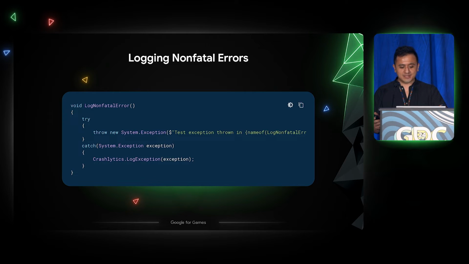Log non-fatal error passes a caught exception to Crashlytics.LogException to be logged as a distinct issue in the Crashlytics dashboard. So you'll see I'm just throwing a System.Exception with some self-explanatory text, and then catching a System.Exception. In a real case, you should obviously make that a much narrower case of exceptions. This is generally not best practice, but I just wanted to save us some time here.